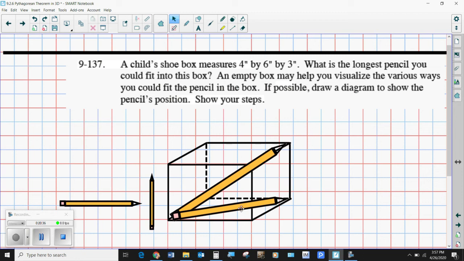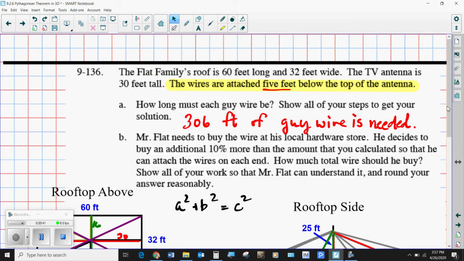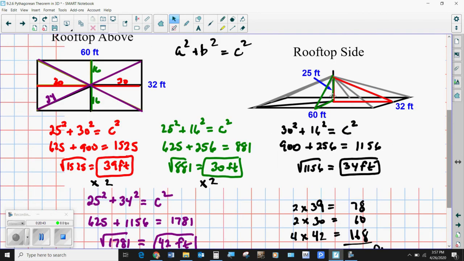So this ends up being a similar process to what we did over here when we had to find that last measurement of these 4 guy wires. We had to figure out the distance across the bottom first and use that as a leg to this right triangle to find the length of that guy wire there. We're going to do the same thing here.